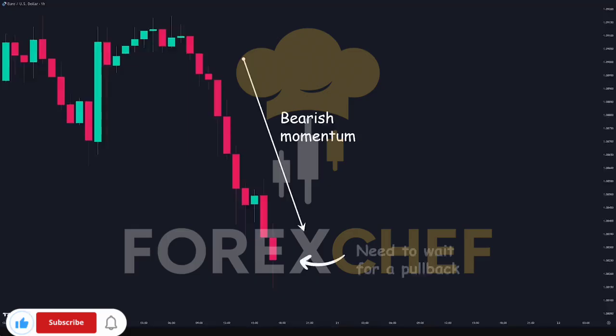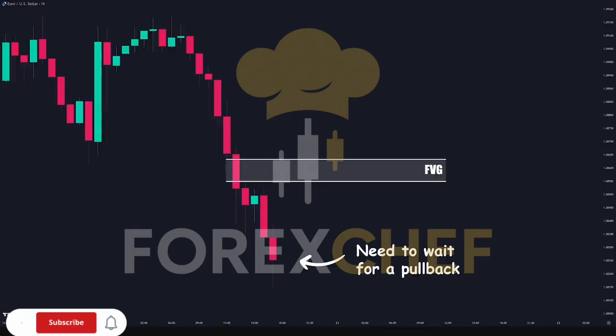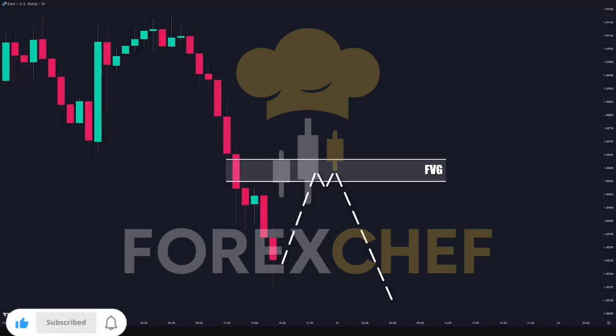We need to wait for a pullback to enter at a better price. But the question is, where? If we focus on the latest impulsive move, we can see that it created a fair value gap, which becomes our optimal trading zone. If the price retraces to this gap, it could offer a strong opportunity to go short. However, we need more confirmation, because reversing exactly from that zone is not guaranteed. The price could easily retrace deeper and cause a loss.